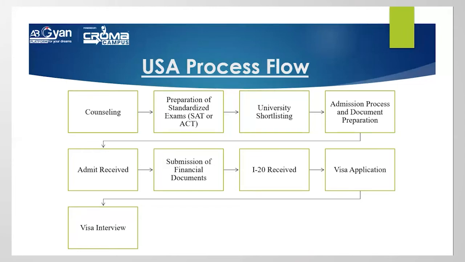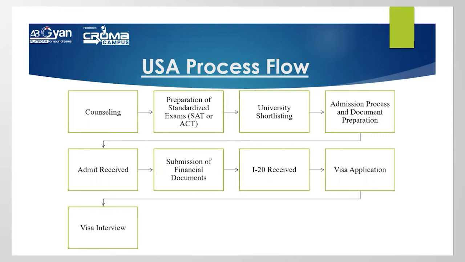Once the application is accepted, the university will ask you to submit your financial documents to get the offer letter from the university, which is the I-20. Financial documents can be anything which is proving that you can pay the tuition fee of that particular program. Once you submit the financial documents, the university will proceed with your I-20 process.